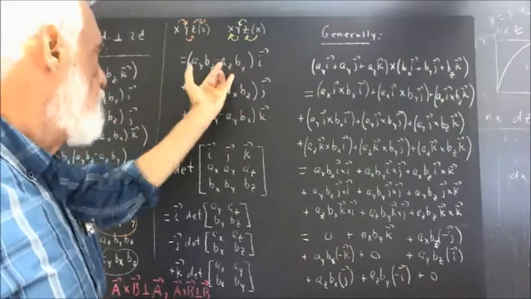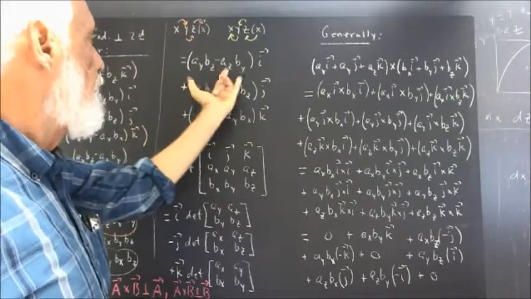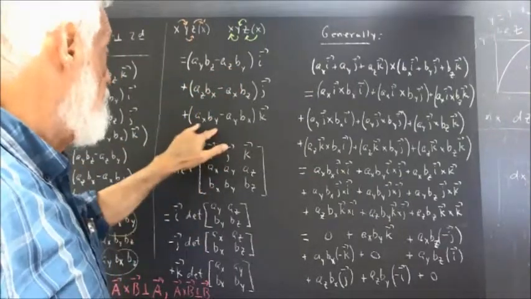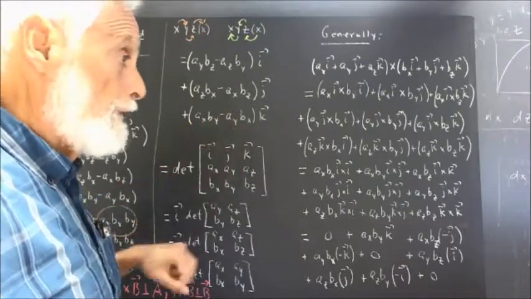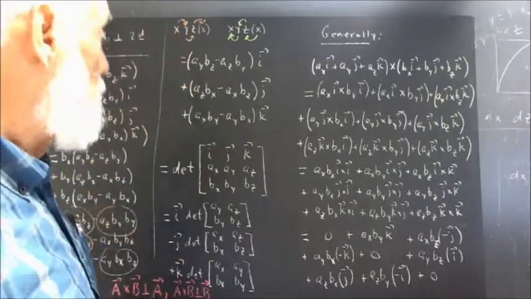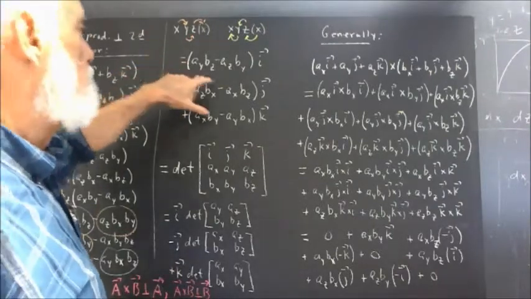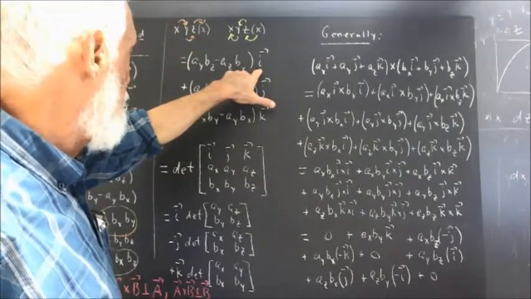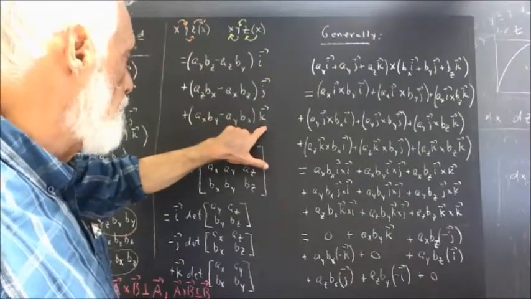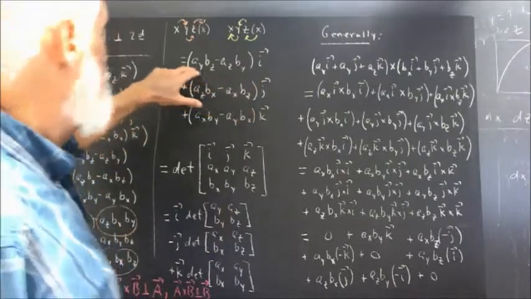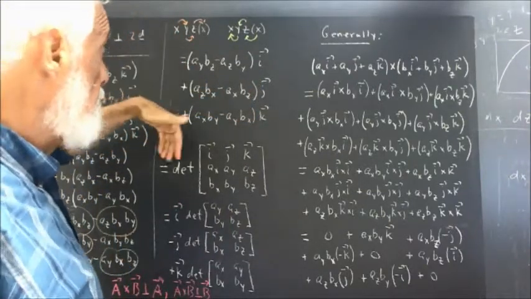There's a symmetry here. We have YZ here, then we have ZY here. We have ZX here, XZ here, XY here, YX here. Simple pattern, and easy to remember. If you think that we're not going to use X on the I component, we're not going to use Y on the J component, we're not going to use Z on the K component, so that it's got to be either AY and BZ or AZ and BY.